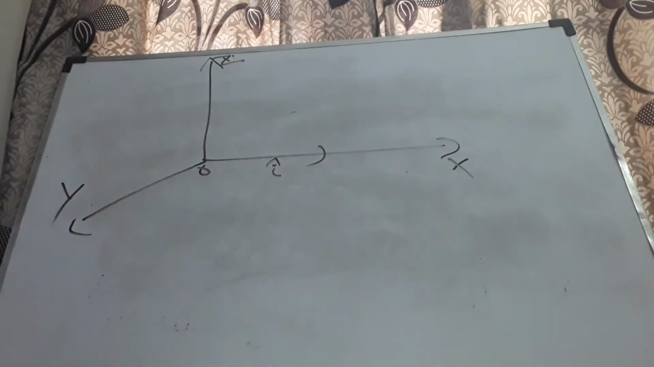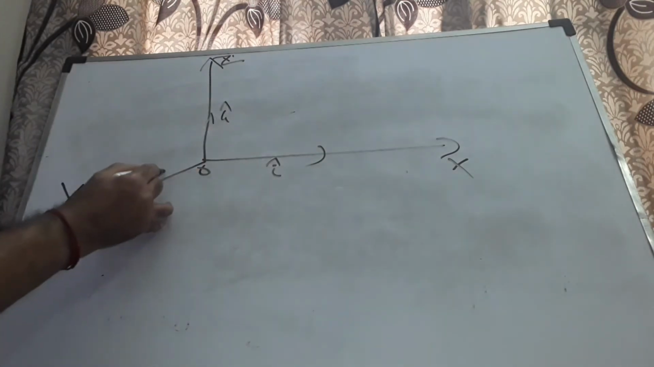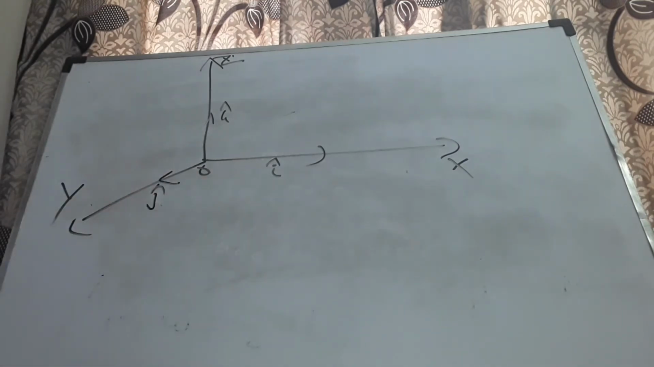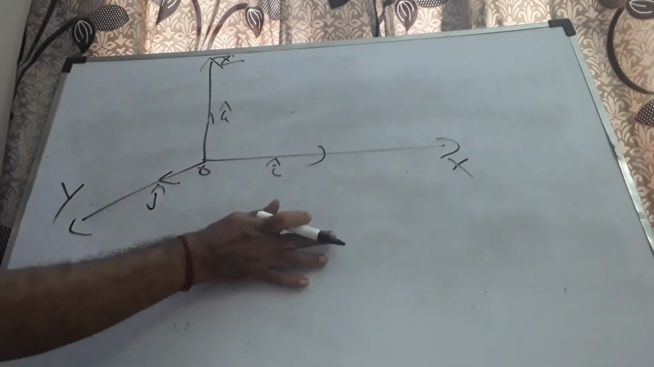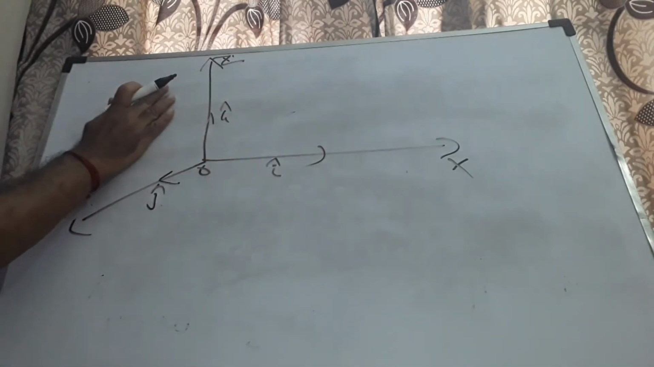Here the unit vector along this direction is i cap. The unit vector along this direction is k cap. The unit vector along this direction is j cap. Sorry, along this direction, the y-axis, is j cap. And of course, this is my xy plane. This is my xz plane. This is my yz plane.